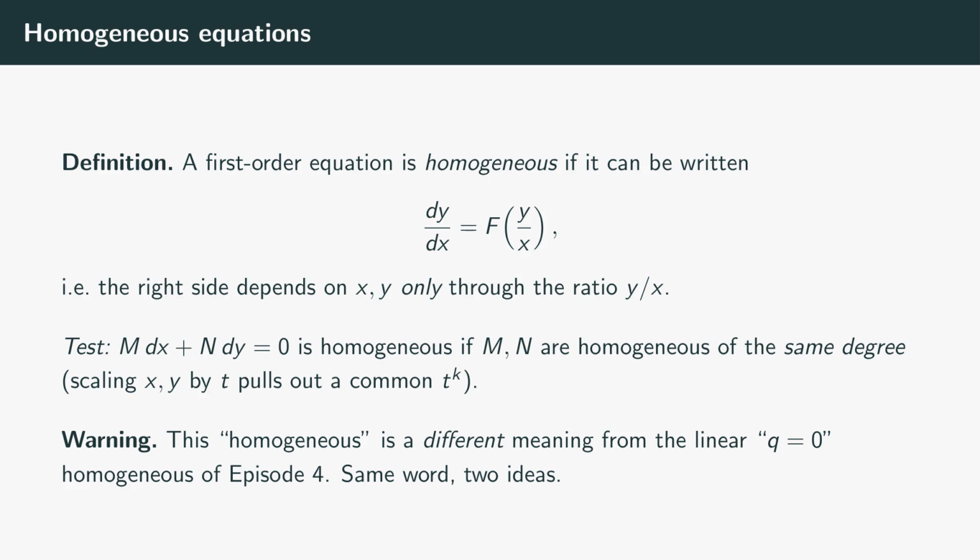Here, a first-order equation is called homogeneous if you can write the derivative dy dx as a function, f of the single ratio y over x. The right-hand side is allowed to depend on x and y, but only through their ratio.